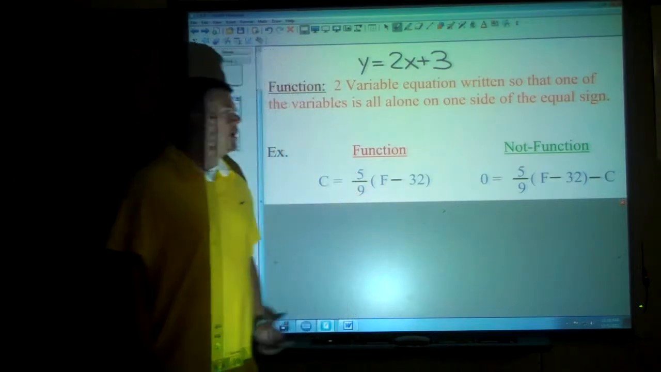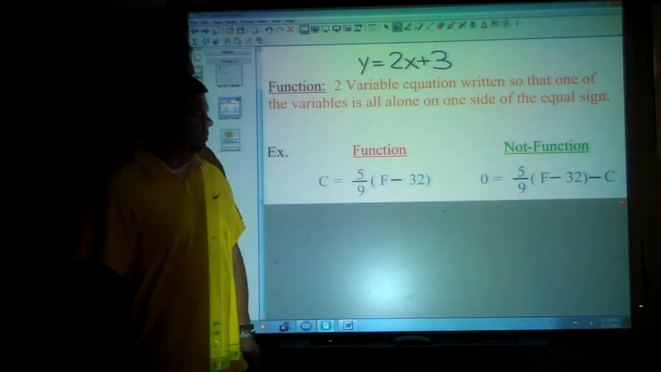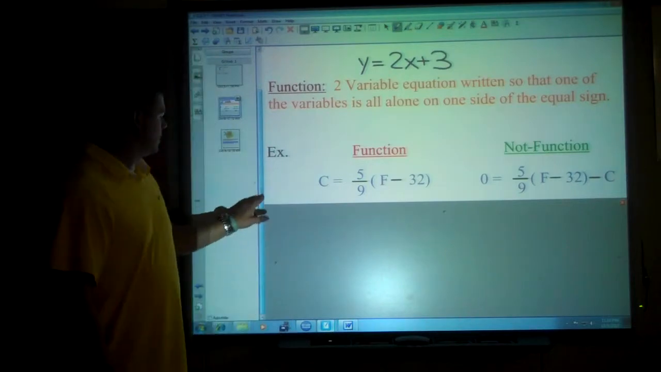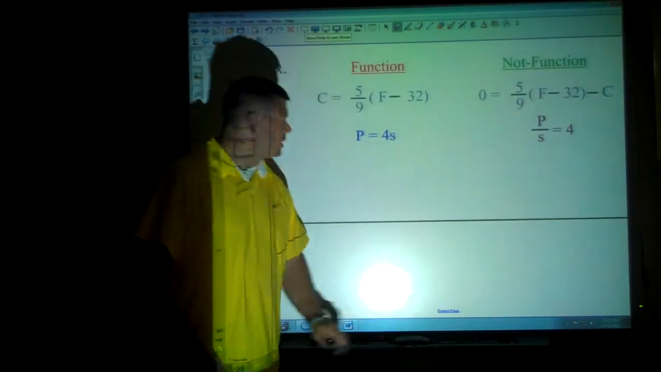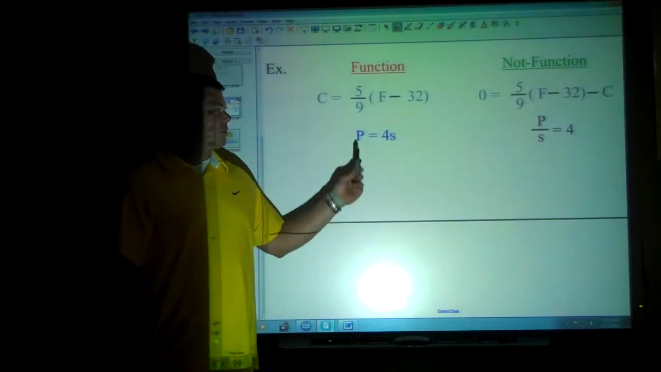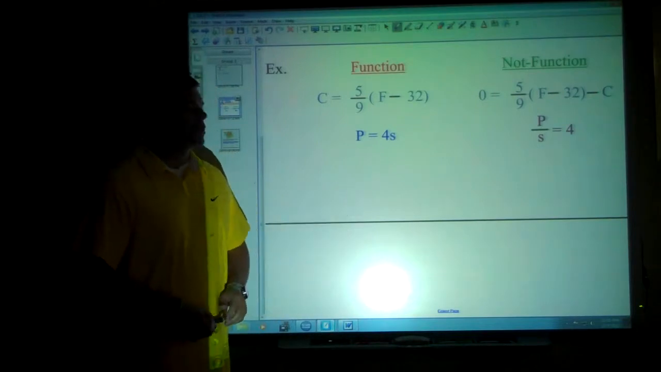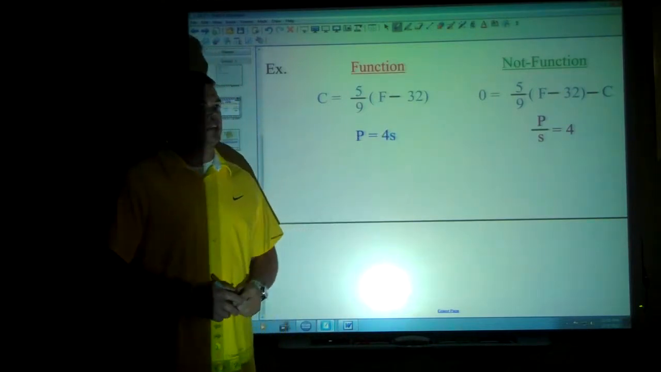Now it's equal to 0. It's the same formula, but it's not written as a function where one of the variables is all alone. And another example, p equals 4s. P stands for perimeter, and this is the perimeter of a square. All sides are the same on a square, so perimeter equals 4 times whatever the sides are.